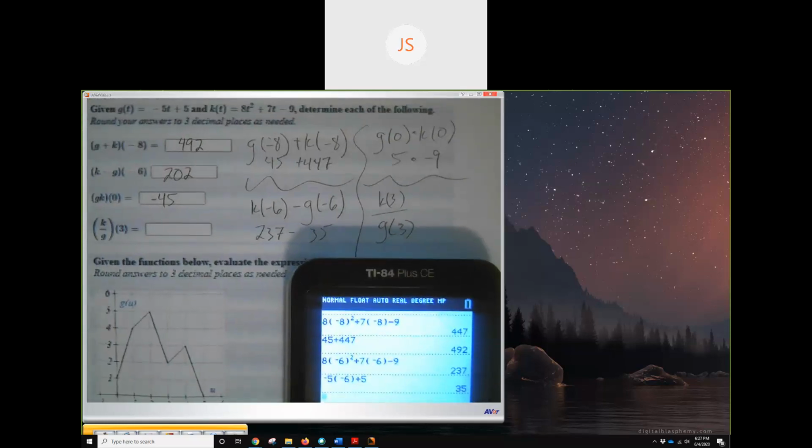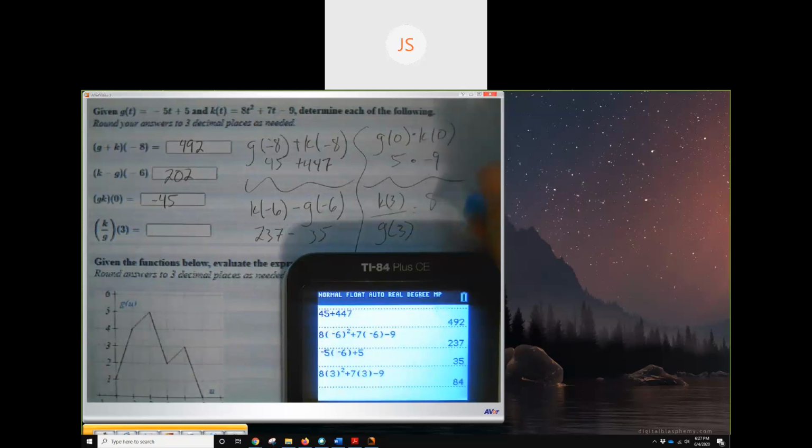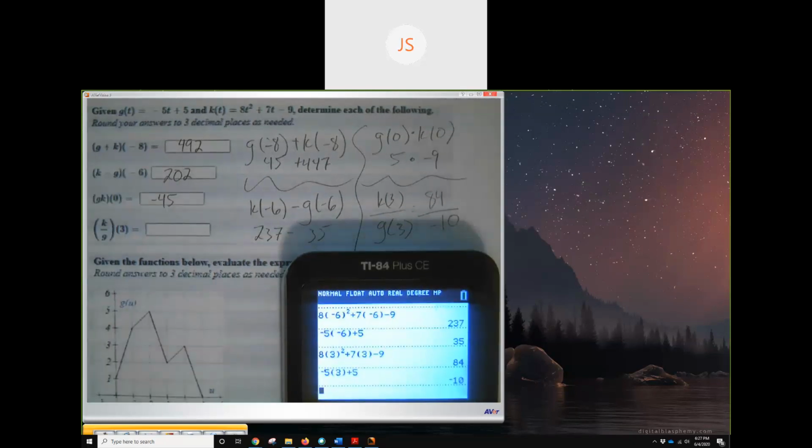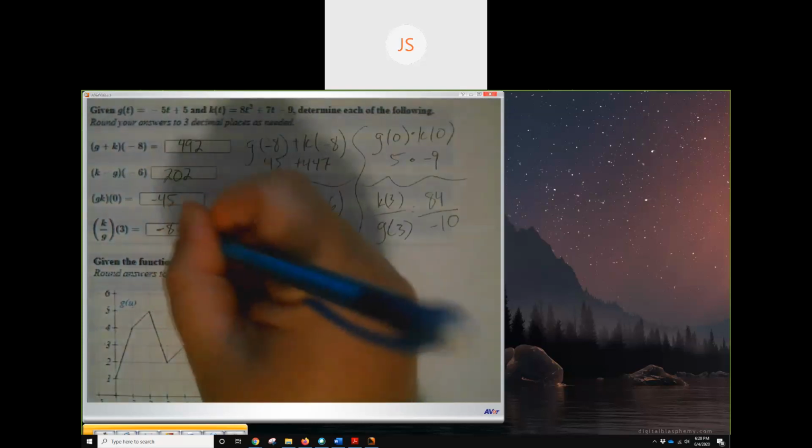So k of 3 is going to be 8 times 3 squared plus 7 times 3 minus 9, 34. And g of 3 is going to be -5 times 3 plus 5. So -10. And then 84 divided by -10 is going to be -8.4.